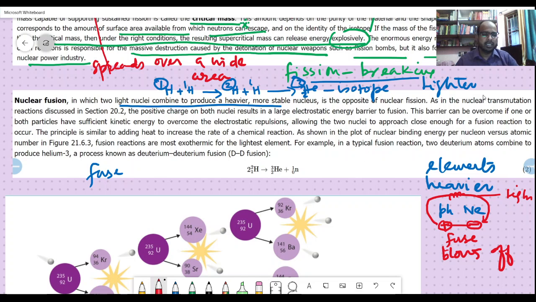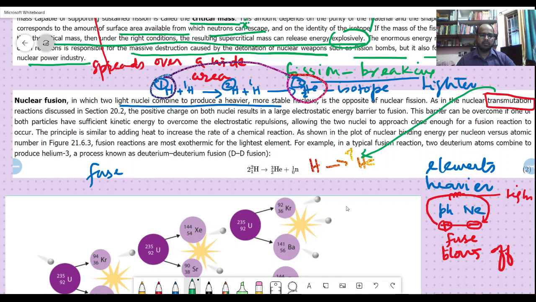And then there is transmutation. What is transmutation? You see, this proton is being converted into helium, so hydrogen to helium. Transmutation is there. You are transforming hydrogen into helium, helium into carbon, carbon into nitrogen, nitrogen into oxygen. As long as you supply energy, it keeps on moving. And you can see the positive charge on both nuclei is a large electrostatic barrier to fusion.